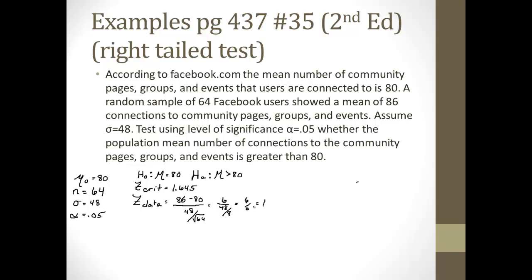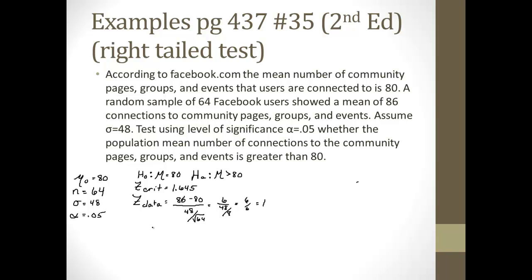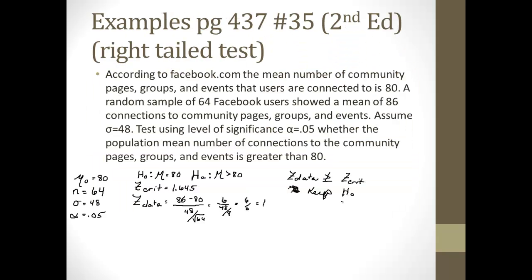So now let's look and see what our rejection rule was. Our rejection rule for a right-tailed test is that our z-data is greater than or equal to our z-crit. Our z-data is not greater than or equal to our z-crit. So we are going to keep the null hypothesis. So when we want to interpret that, we need to say there is evidence at level of significance 0.05 that the mean is still 80. Okay? And that's how you would interpret that.